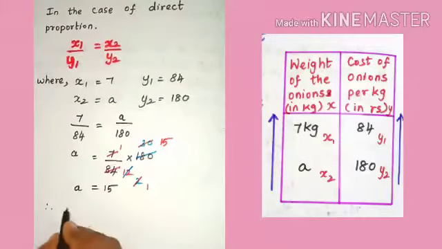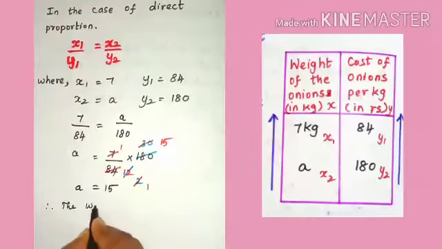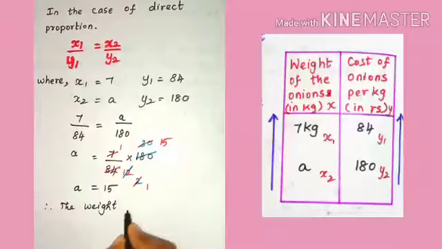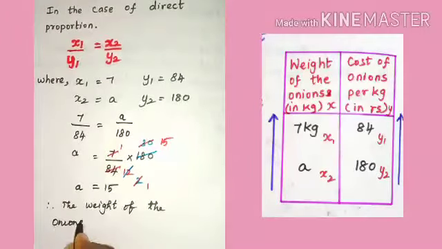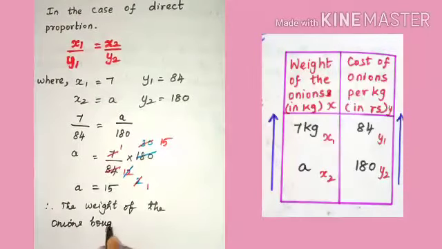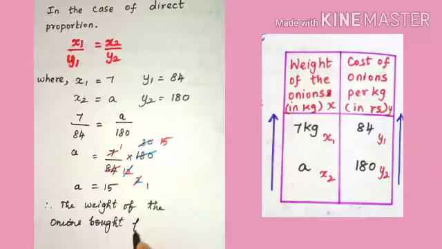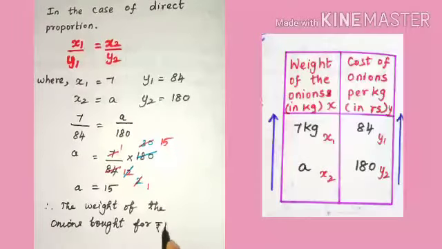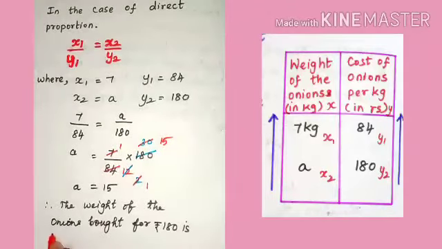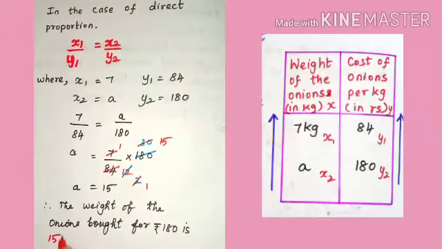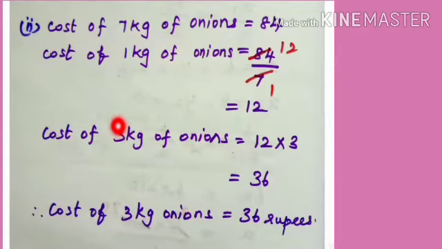Therefore, the weight of the onions bought for rupees 180 is 15 kg. Now we are using the unitary method to find the cost of 3 kg of onions, which is our second question.